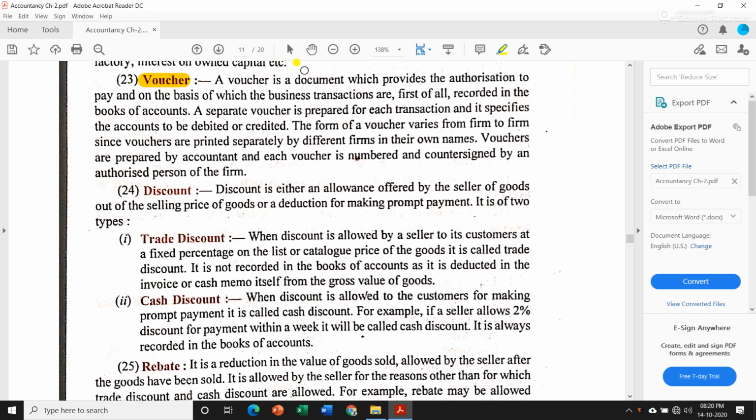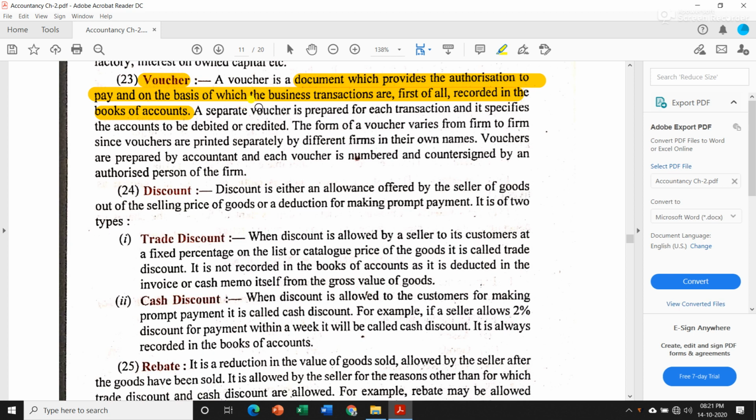We will start from point number 3, voucher. Now, what is meant by voucher? It is a document which provides the authorization to pay and on the basis of which the business transactions are first of all recorded in the books of accounts. It can be a piece of paper like a cash memo or any other document which gives us proof for recording the transaction in our books.